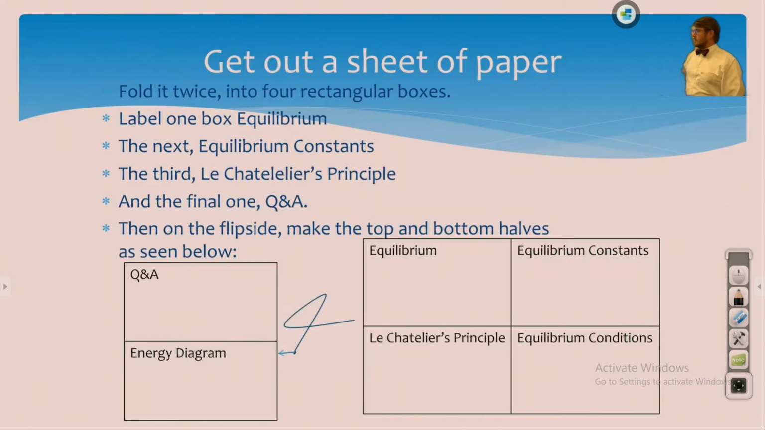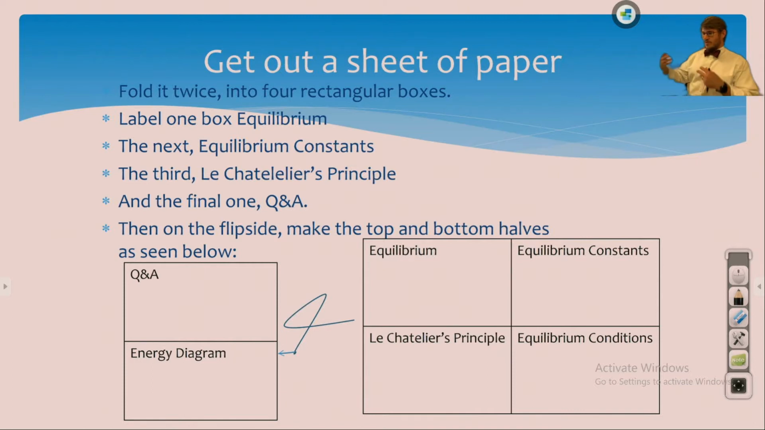So moving right along, I want you to go ahead and get out a sheet of paper, because we're going to cover a period of this. We're going to actually finish this in the next part of the unit, which is the kinetics and reaction rate section of the notes. So go ahead and get out a sheet of paper, and on one side, split the top and bottom half into Q&A. The top half will be Q&A, and on the bottom, put energy diagram.